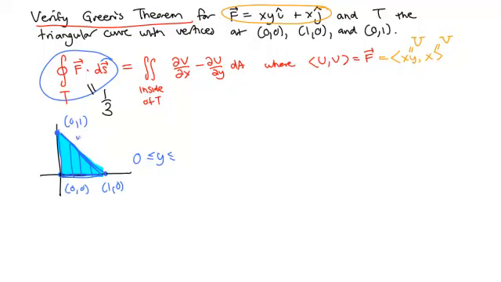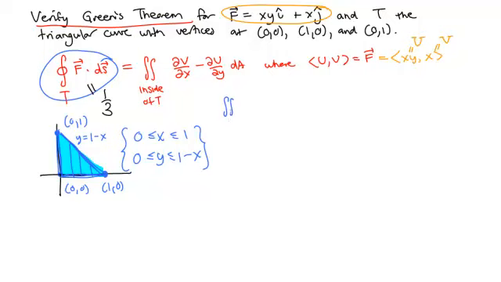Notice that this is a line that has a y-intercept of 1 and a slope of -1. So it always stays below the curve 1 minus x. The corresponding x values have to stay between, well, the leftmost x value would be 0, the rightmost x value would be 1. And so here's a description of this particular region.